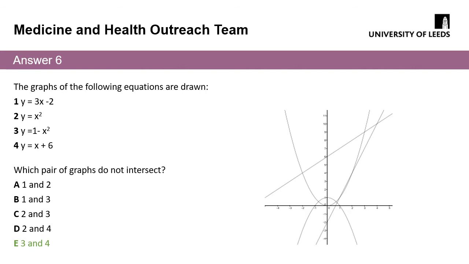The graph of y equals x squared is a parabola which touches the x-axis at 0, 0. And the graph of y equals 1 minus x squared is exactly the same shape as y equals x squared, but it has been inverted and translated by 1 unit vertically. As you can see in the diagram, it is clear that y equals x plus 6 and y equals 1 minus x squared don't intersect. So that gives you your answer as being E.